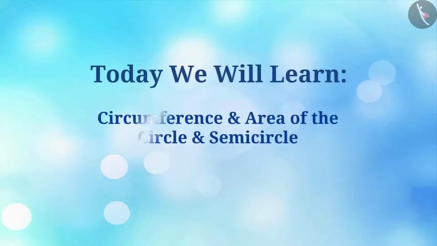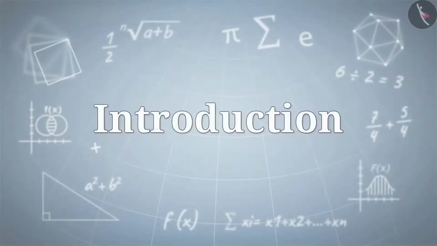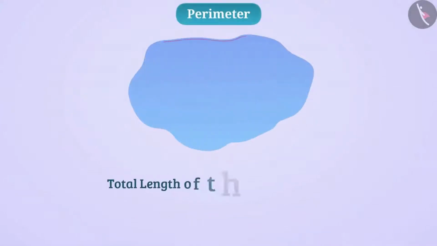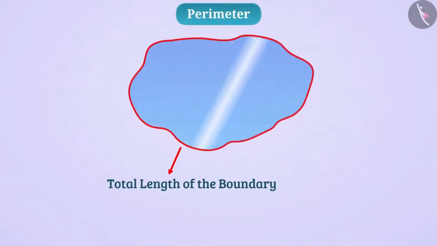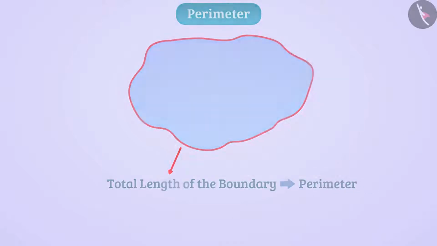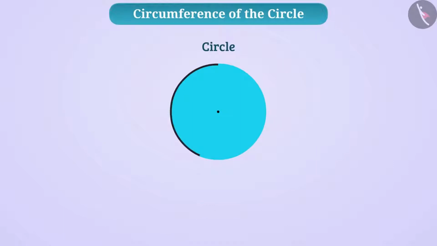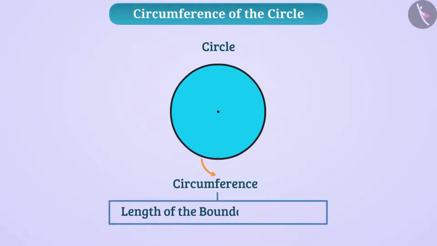Circumference and area of the circle and semicircle. We know that the total length of the boundary of a closed figure is called its perimeter. In the context of a circle, we call it a circumference. That is, the length of the boundary of a circle is called its circumference. We denote it as C.